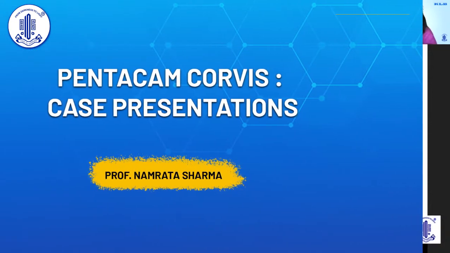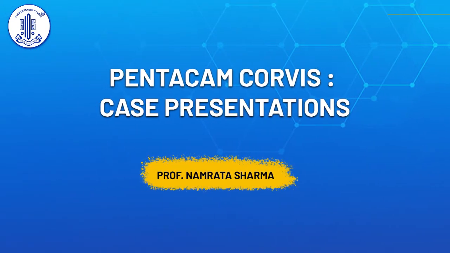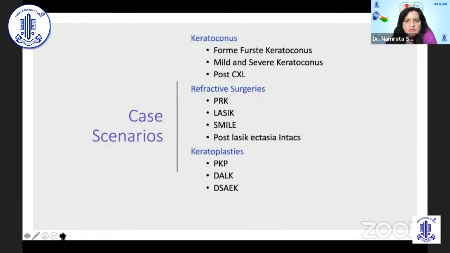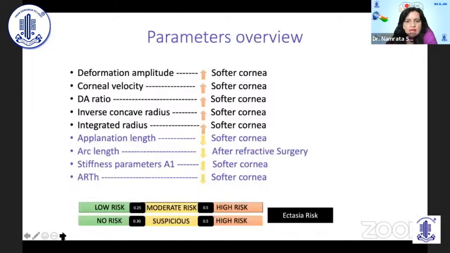I'll be talking about the application and reliability of Corvis ST in clinical scenarios, which includes cases beyond keratoconus, some of them with keratoconus as well as refractive surgeries. So we'll be going through these case scenarios. We've already learned from the previous talks that whenever you have a softer cornea, the applanation length, the arc length, and the stiffness parameters would decrease, and so would the ARTH.